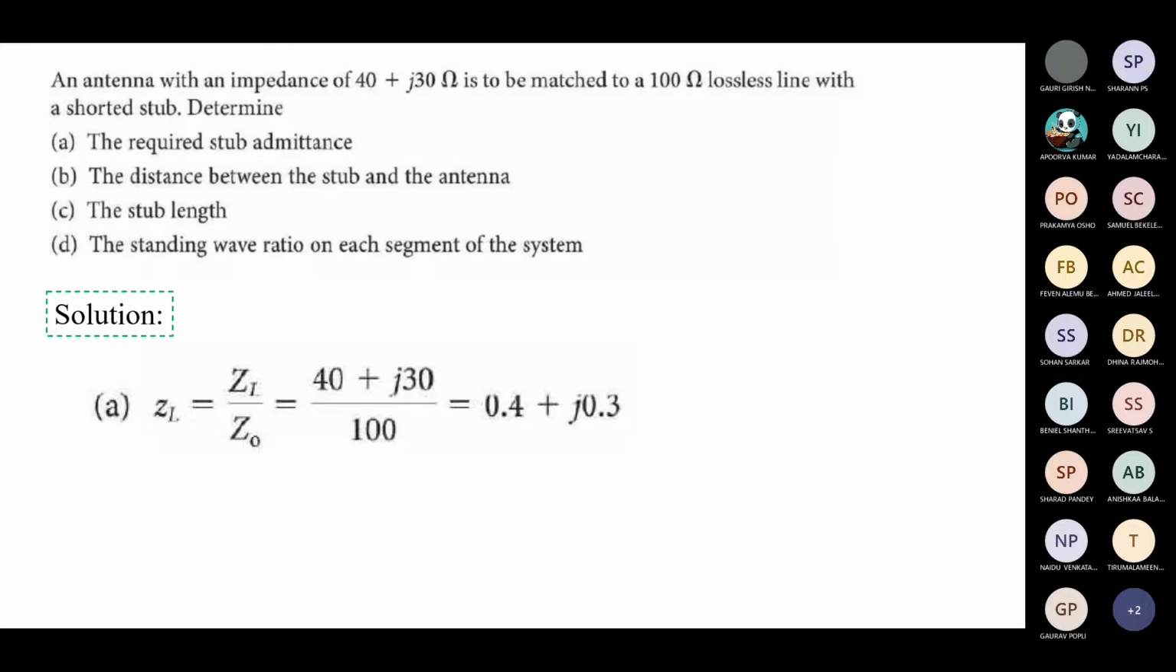Now we will take another example. Quickly we will finish that. Then if you have any question, you can ask upon that.